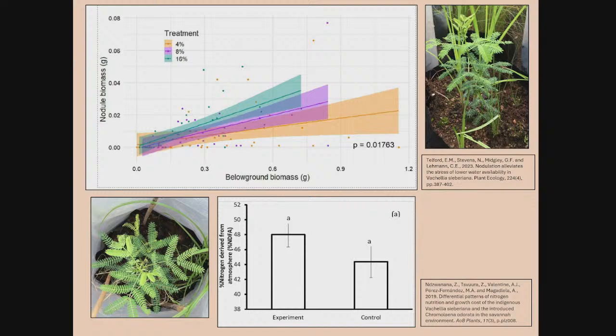Another study has shown that competition can affect nitrogen fixation in sibirana seedlings. In this study, Vachelia sibirana seedlings were grown with competition from an invasive alien shrub, Chromolaena, and they found that atmospheric derived nitrogen was higher in plant tissue grown with competition, showing that nitrogen fixation was higher.